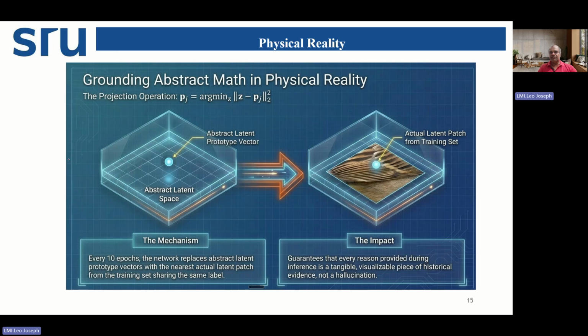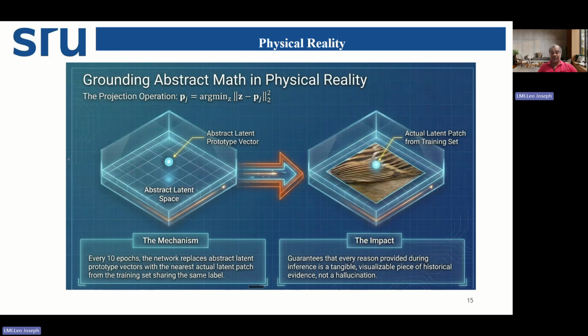So the actual latent patch, we are not seeing the entire thing. One consistent portion only we are checking. So everything provided during the inference is tangible visual pieces of historical evidence, not a hallucination. So it is not wrong. It may be like that, not in a particular portion. Due to this impact, I am telling that this is the bird. That is the thing.